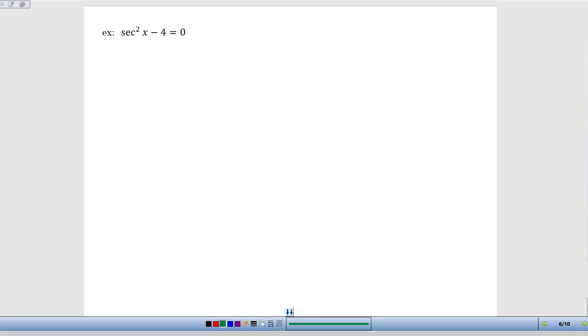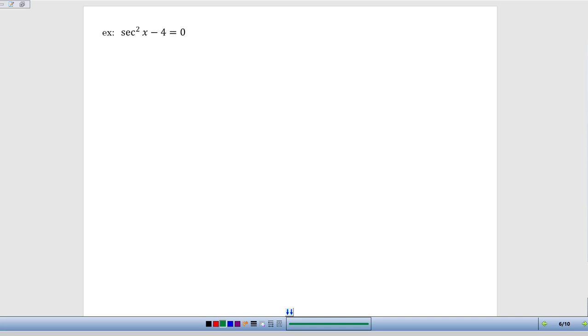This next example presents a couple of challenges. Number one, we have a secant in the equation. It's not sine or cosine or tangent. There are, in theory, arc secant, arc cosecant, arc cotangent relations, but instead we're going to rely on our original three. And the second piece of this one that's a little bit complicating is the fact that it's squared rather than just a secant.